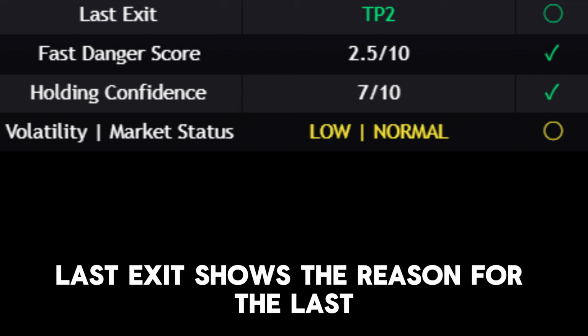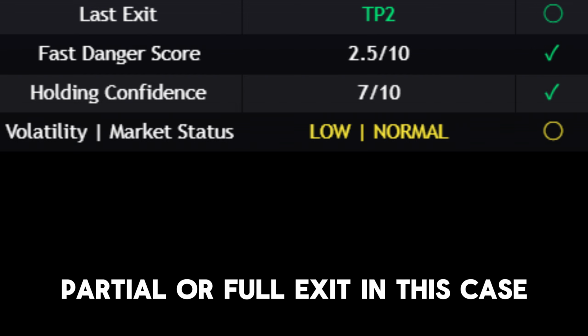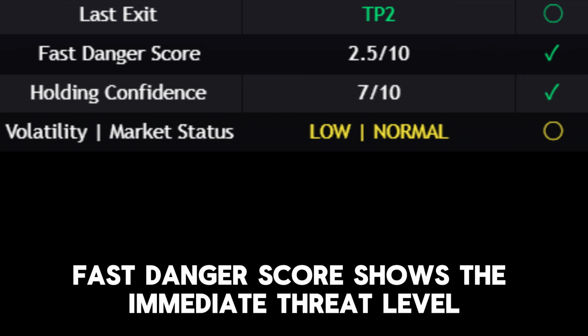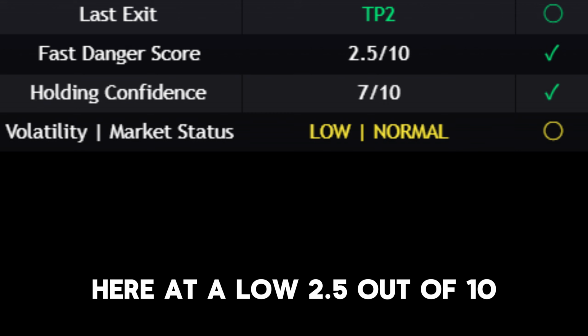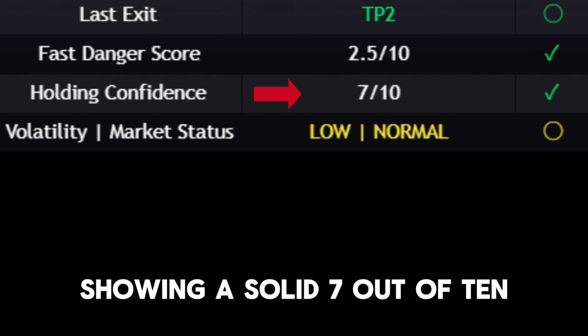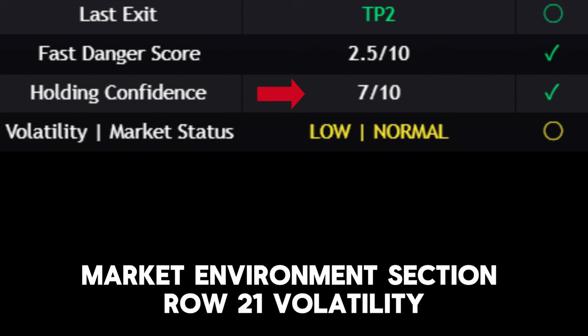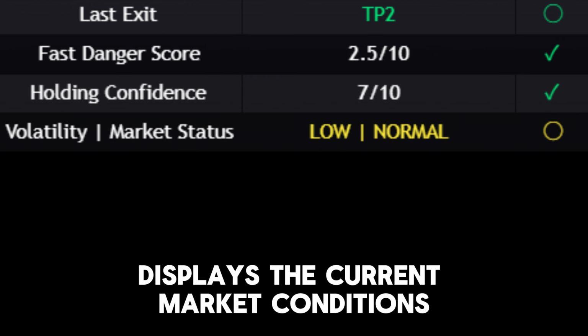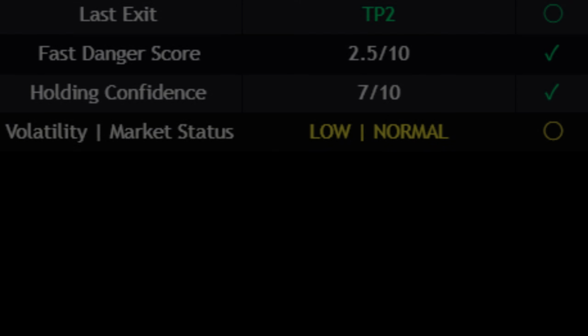Risk and position management section, rows 18 to 20. Last exit shows the reason for the last partial or full exit, in this case, TP2. Fast danger score shows the immediate threat level, here at a low 2.5 out of 10. Holding confidence evaluates the position's viability, showing a solid 7 out of 10. Market environment section, row 21. Volatility market status displays the current market conditions, showing low normal status.